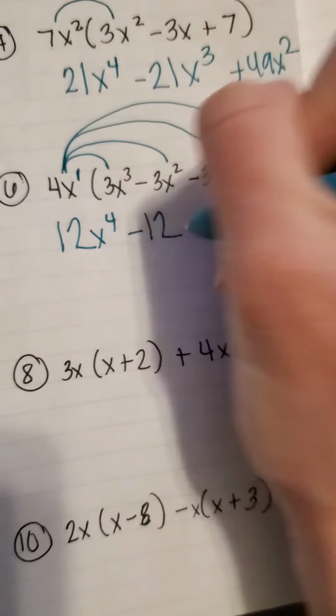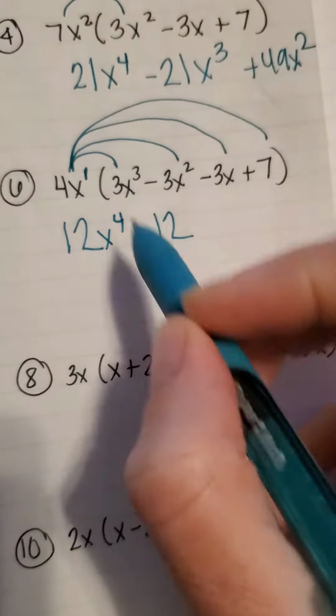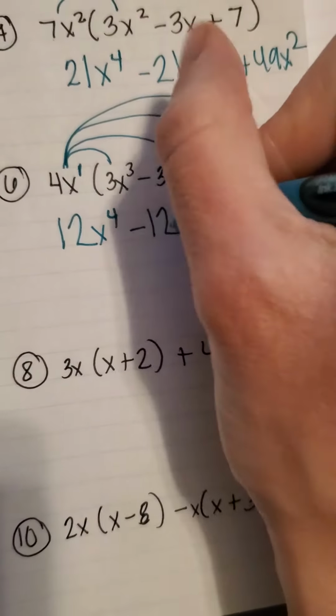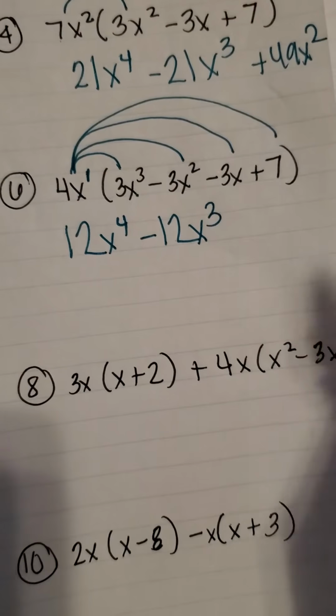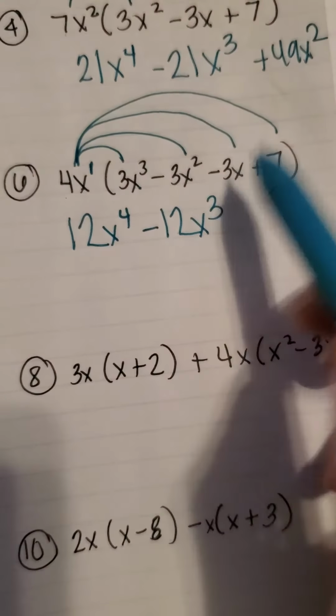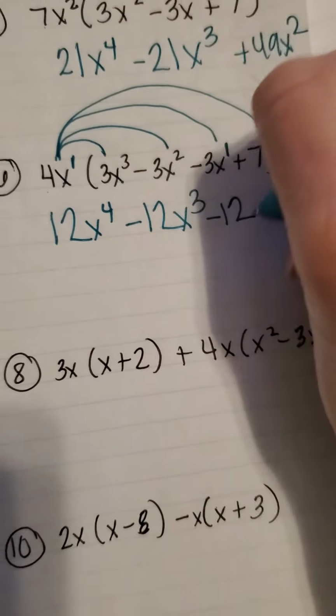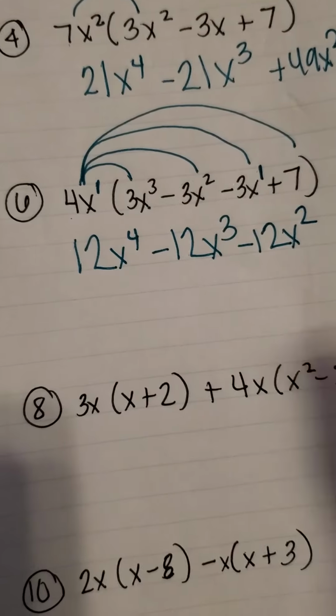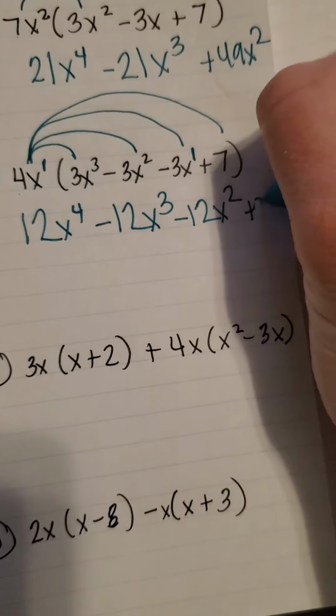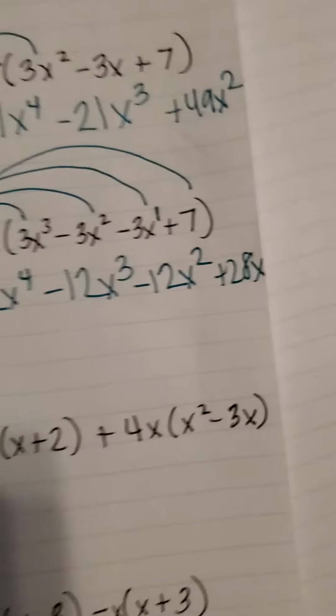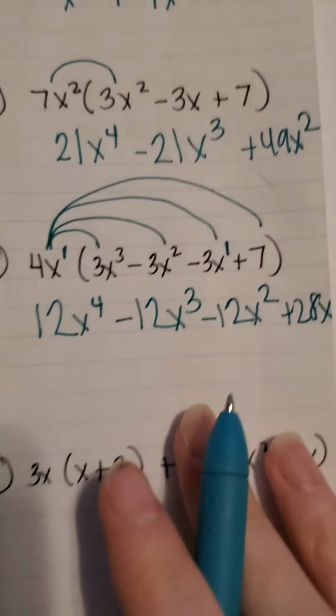Then minus another 12, because 4 times negative 3 is going to be negative 12. Just make sure it's negative. And then again, I have 3 x's, so that's what I have there. 4 times negative 3 is negative 12. And then I have 1, and I get 1 more. That's going to make that x squared. And then 4 times 7 is going to be 28. And x. Not going to write x the first because we're smarter than that.